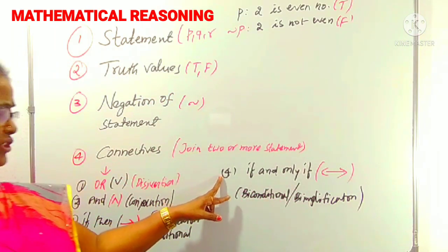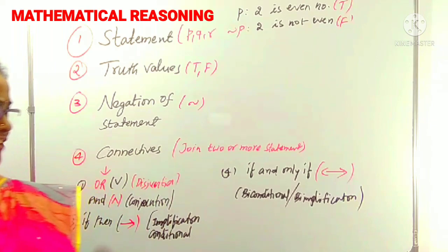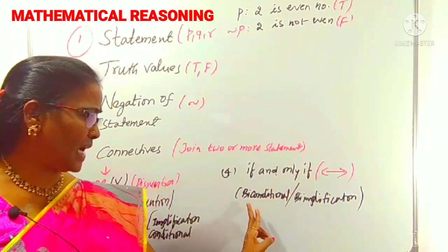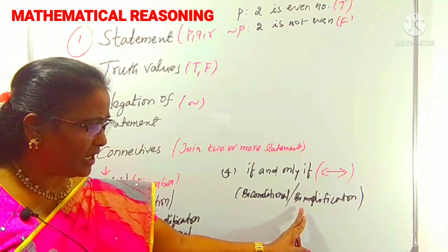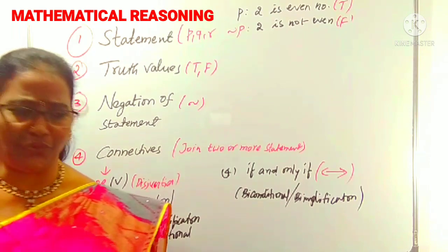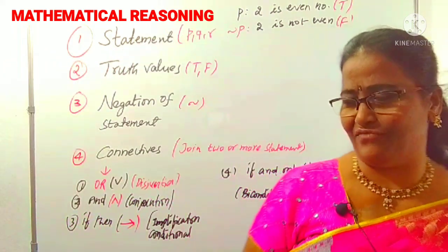Can you understand this fourth one? If and only if. If and only if is nothing but the double-sided arrow symbol. It is also known as biconditional or bi-implication. These are the basic points you have to know for this topic first of all.